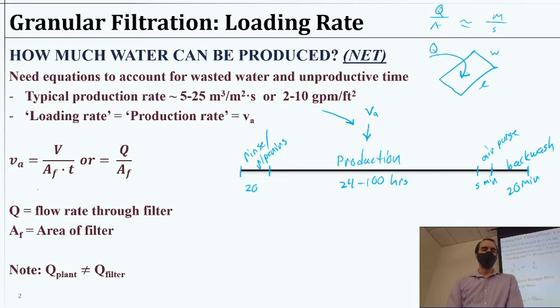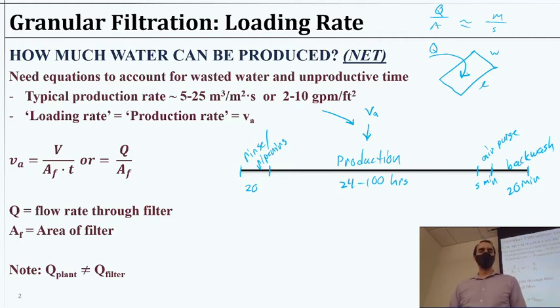So I have a note down here that a flow rate for the treatment plant, keep that distinguished in your mind from the flow rate of one filter. So if you're dealing with the flow rate in the entire treatment plant, you have to multiply it, of course, by all the flow rate you get through 10 filters or however many filters you have. Okay, so it's a pretty simple concept.